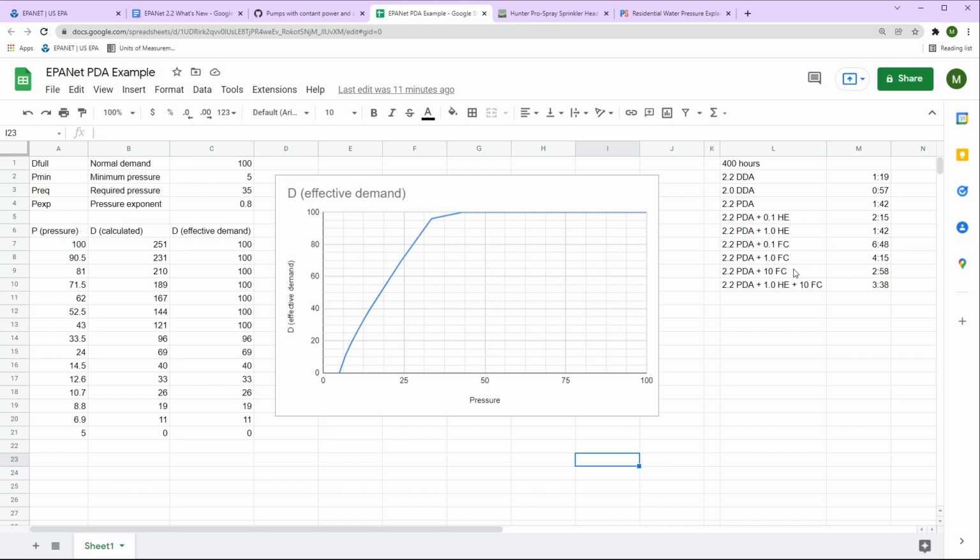When I added in the flow criteria, there was a significant time increase. Head criteria, there was also a time increase. But I also have in here the pressure dependent analysis as well, which I'll talk about next.